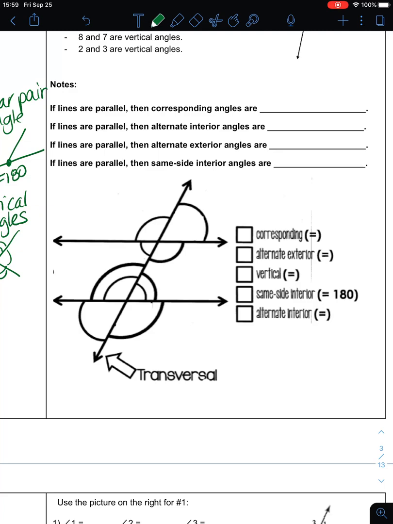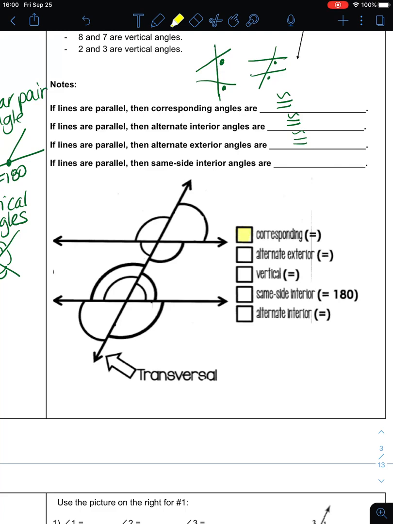So if lines are parallel, what happens to corresponding angles? Yesterday we looked at, maybe, this angle and this angle being corresponding. Now what happens to those angles when the lines are actually parallel? The corresponding angles theorem says that those angles are congruent. The alternate interior angles theorem says that if lines are parallel, then alternate interior angles are congruent. The alternate exterior angles theorem says the same thing, that if lines are parallel, alternate exterior angles are congruent.